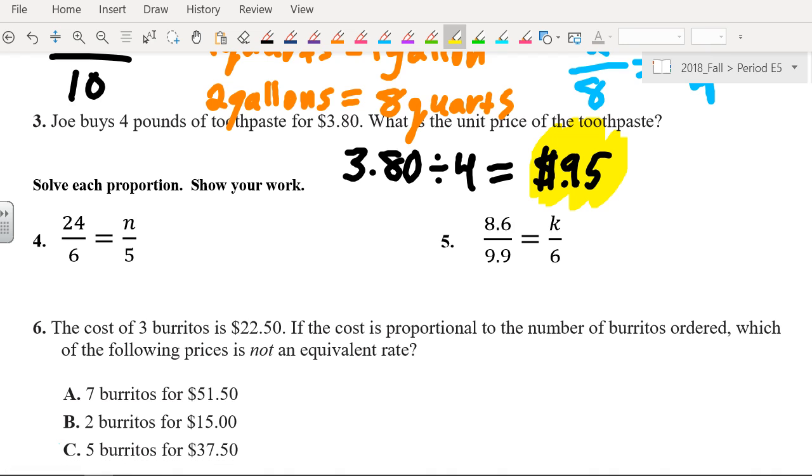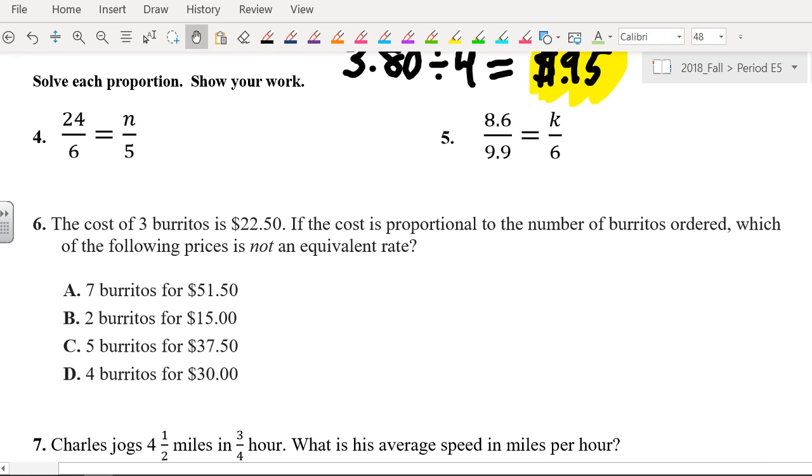Okay, now don't forget the first step that I always encourage students to do. So what do you want to do first on this problem, Mr. Gabe? 24 over 6 equals n over 5. Yes, reduce. Excellent. We're dividing by 6, so we get 4 over 1. So I'm going to rewrite it. 4 over 1 equals n over 5.